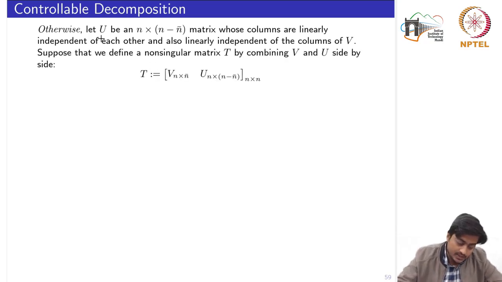So using these two matrices U and V, which we have defined earlier, I can write another matrix T, which is a non-singular matrix, given by cascading or concatenating these two matrices V and U. V is n cross n bar and U is n cross n minus n bar. So the overall matrix would be a square matrix of dimension n.